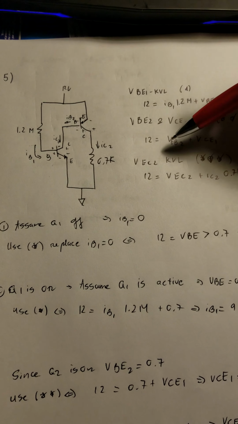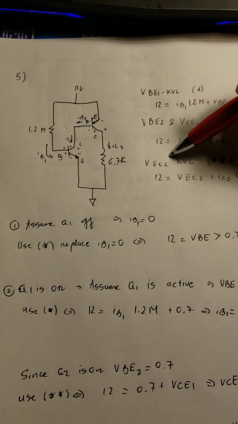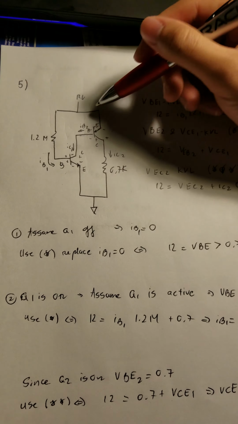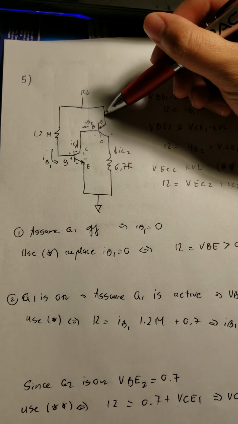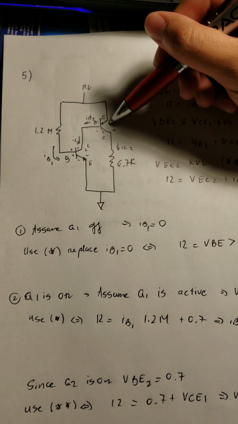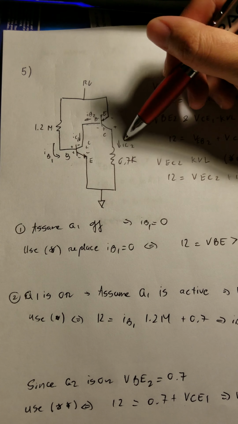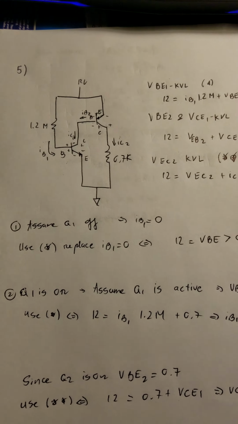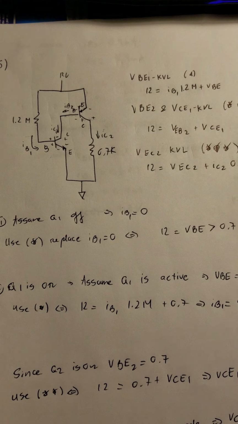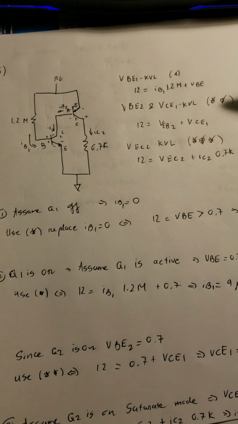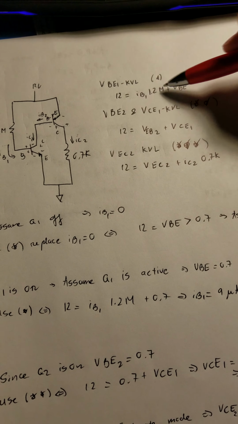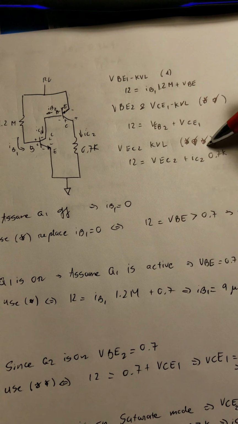And the third equation we need to write out is the VEC2 KVL: 12 volt equal to VEC2 plus IC2 times the 0.7 K resistor. So for this one, I label 1 star, this one is 2 star, and this one is 3 star.